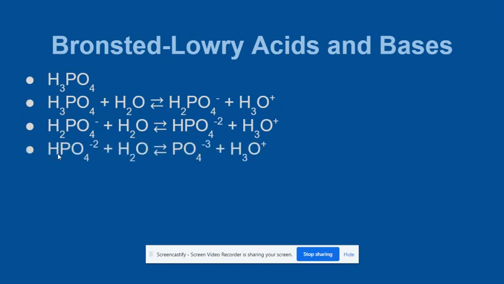So we start over. We take the species that still had some hydrogen on it. We bring in a new water molecule. We give that hydrogen to that water, and look at what we've got. We've got phosphate. There's where that polyatomic ion phosphate comes from, getting rid of the three hydrogens in phosphoric acid, and one more hydronium.